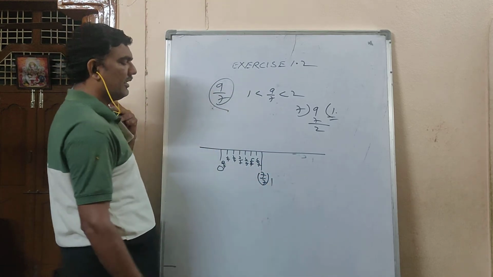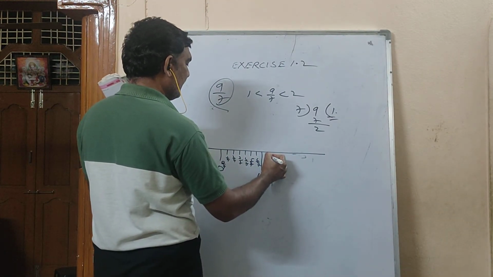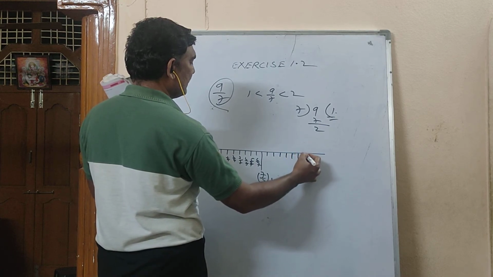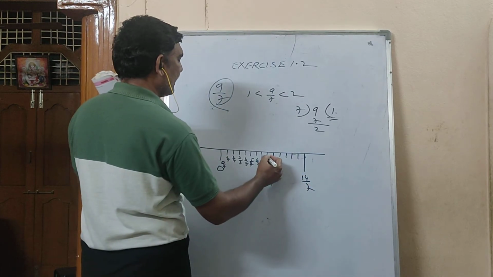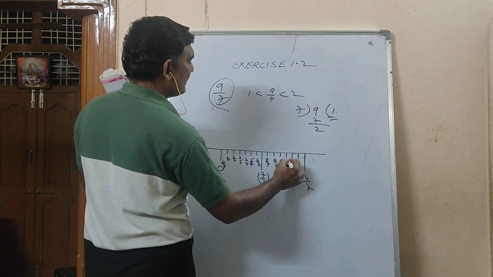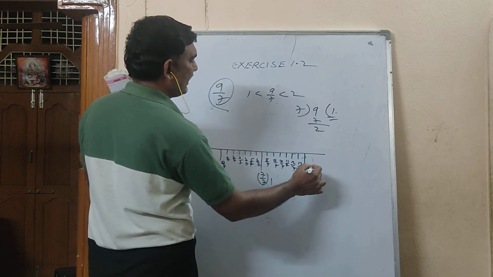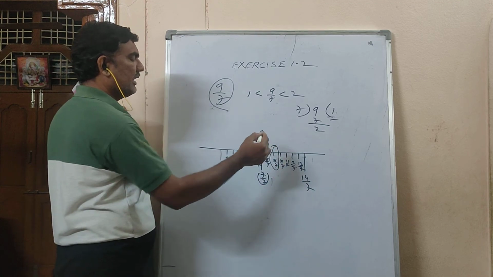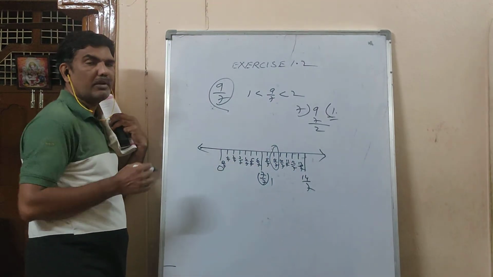7 by 7 means what here? 1. After 1, again how many equal parts? 7. 1, 2, 3, 4, 5, 6, 7. This is 14 by 7. Then 8 by 7, 9 by 7, 10 by 7, 11 by 7, 12 by 7, 13 by 7. So 9 by 7 is there or not? I represented 9 by 7 on the number line.